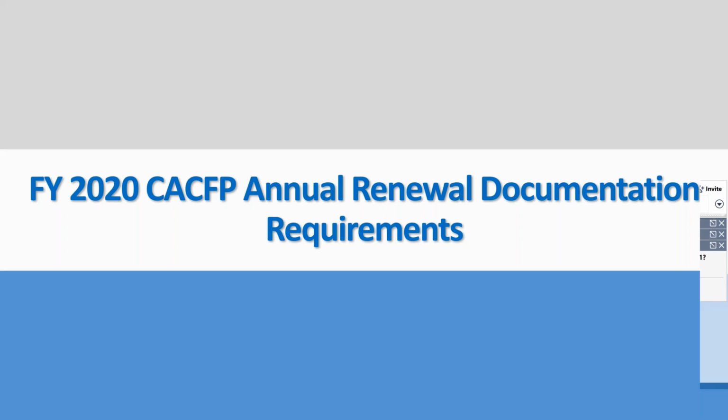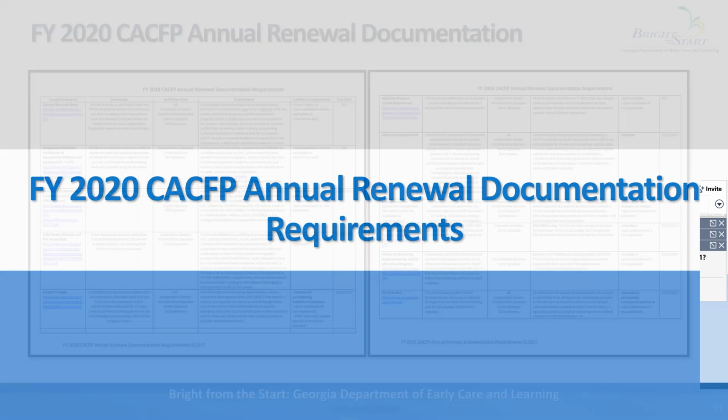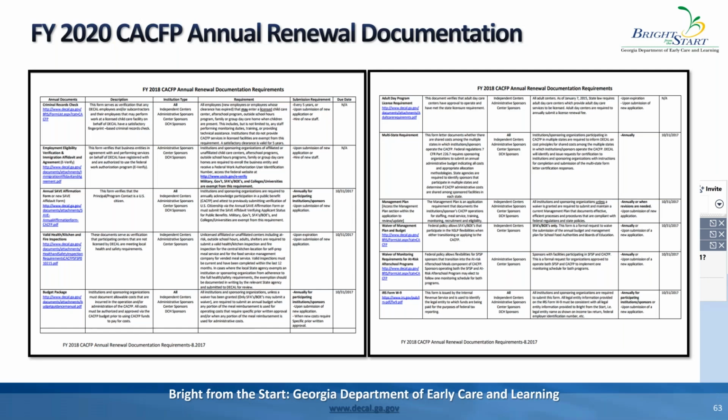Okay, the fiscal year 2020 CACFP annual renewal documentation requirements PDF form will list all the required forms and documents per program type that must be submitted and uploaded in Georgia Atlas. The next few slides will outline in detail the required annual renewal forms in this PDF document. This document is a great resource for you; you can click on the blue link and it can take you straight to the form. This is a great guide for you.